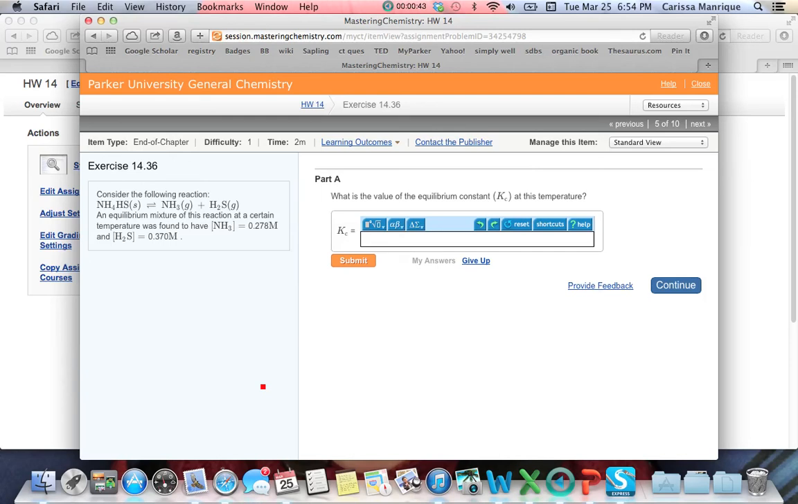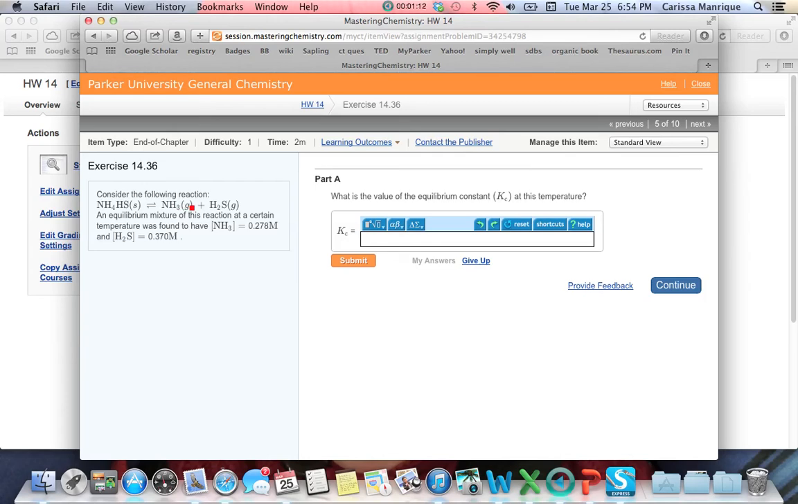Okay, so first what you want to do is set up the K value. And here's what I was talking about. The one thing you need to know is that when you're doing a K value, only gases or aqueous compounds will go in the K. So if you have a solid, if something says S by it, or a liquid, L, it actually does not go into the K equation. Now if it says AQ, aqueous, or gas, it will.